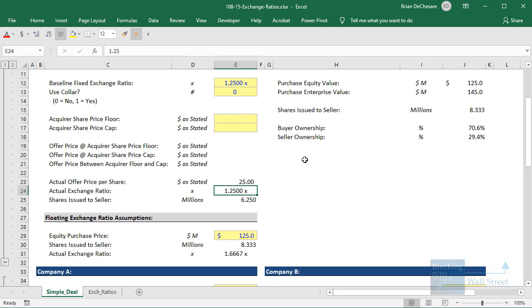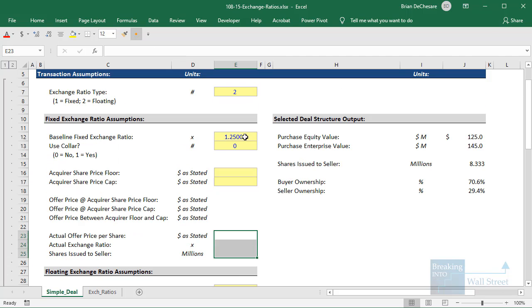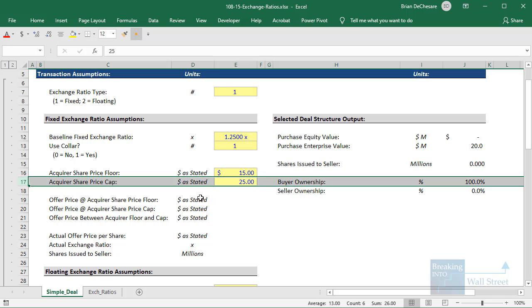I'm actually going to delete everything I entered here because this is no longer going to be relevant. We'll keep our baseline exchange ratio. We'll change this back to a fixed exchange ratio. These numbers are all wrong, but it's okay. We'll get to fixing these in a little bit. And this time we'll say that we do want to use a collar. So I'll enter 1 right here. And then for the share price floor, we're going to say 15. For the cap, we're going to say 25.